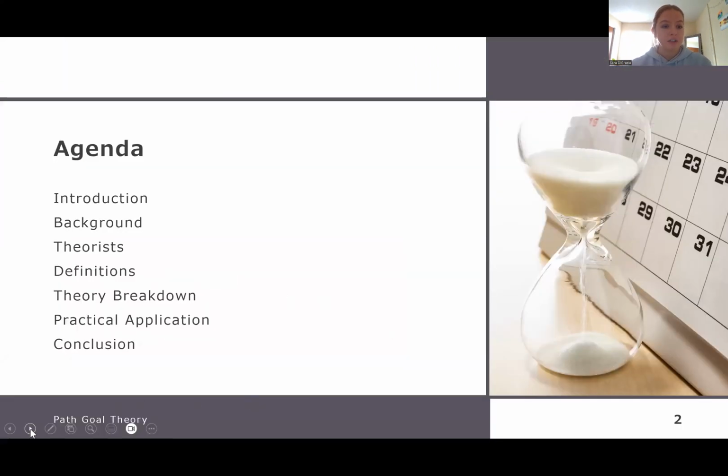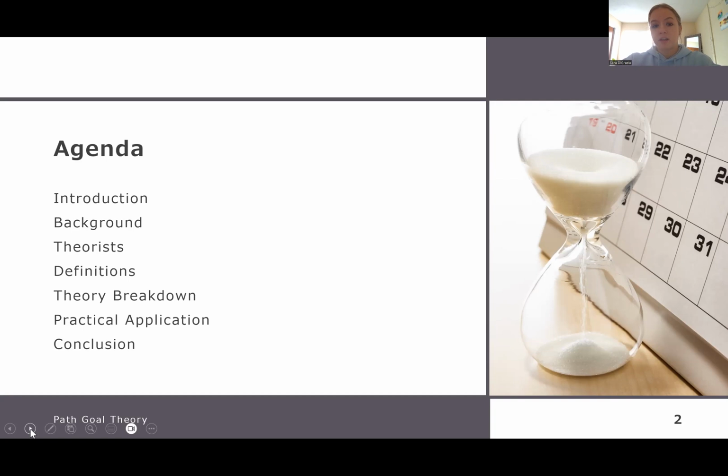So our agenda today is going to be, I'm going to talk through a little introduction to path goal theory and then some background about how this theory came to be and the history on it. I'm going to discuss 4 major theorists that were behind the details and really established the framework of this theory. And then we're going to talk through a few definitions just to clarify some of the words and terms that are commonly used when talking about path goal theory. And then I'll also talk about the theory breakdown.